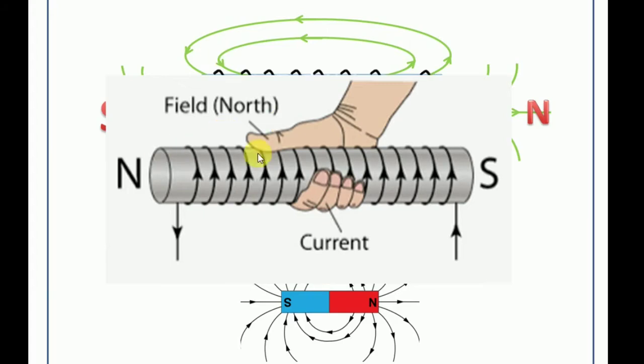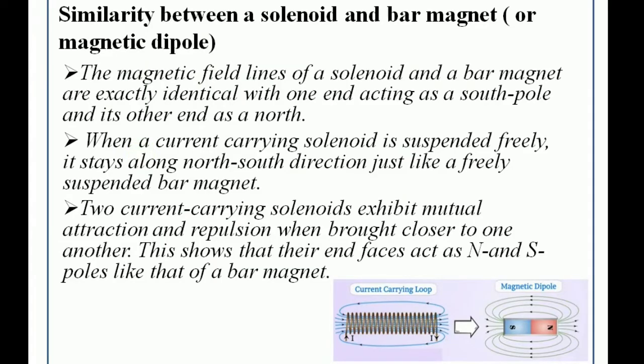You can check the magnetic field lines with the bar magnet, and they are similar. In order to know the north pole of the solenoid, you have to use the right hand thumb rule. If you curl the fingers in the direction of current, then the thumb will show the direction of the north pole. So these are the similarities between a solenoid and a bar magnet.